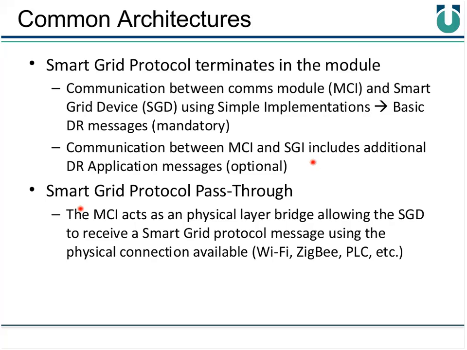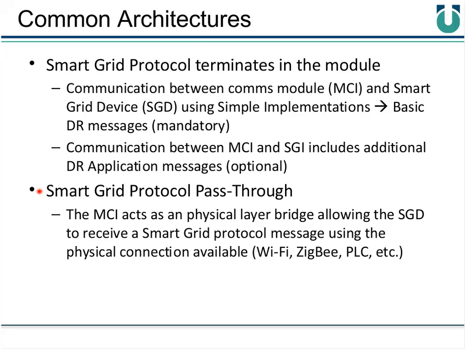Now, on the other hand, you have the smart grid protocol pass-through. In this case, the module really just acts as a physical layer bridge. In order to be certified as a USNAP 2045 module, you would still need to be able to support basic DR messages, but you could switch into a pass-through mode where the module itself just terminates the physical layer and passes on whichever smart grid protocol, again SGIP or OpenADR, to name a few, unaltered on to the smart grid device.